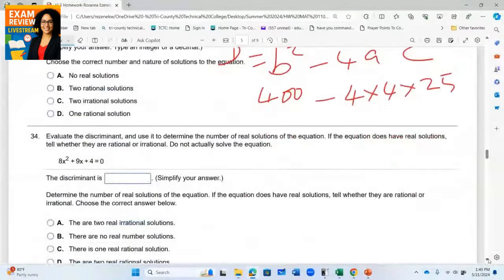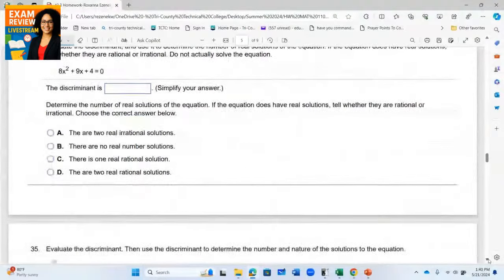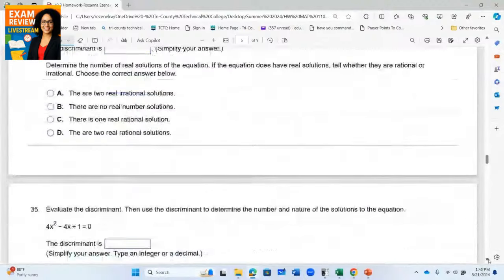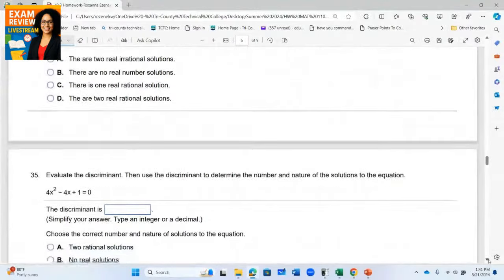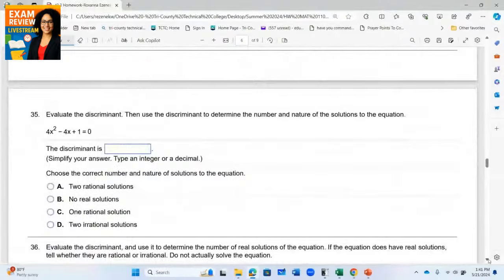Number 34, another one that says find the discriminant. And by the way, this is homework 3.3. So we're almost doing all the homework here. Let's do number 35, discriminant again. So this one, find the discriminant.